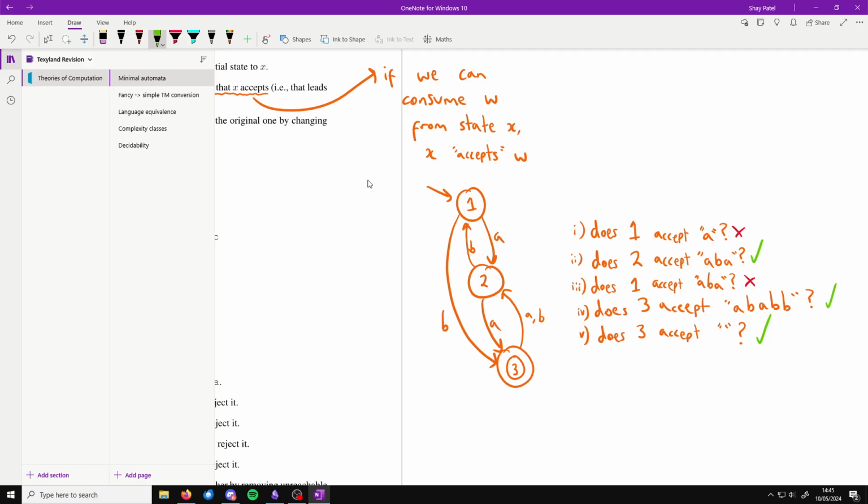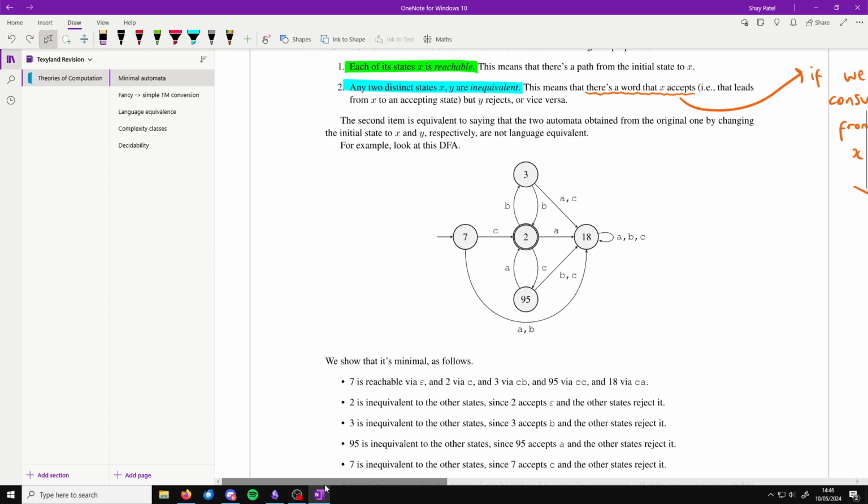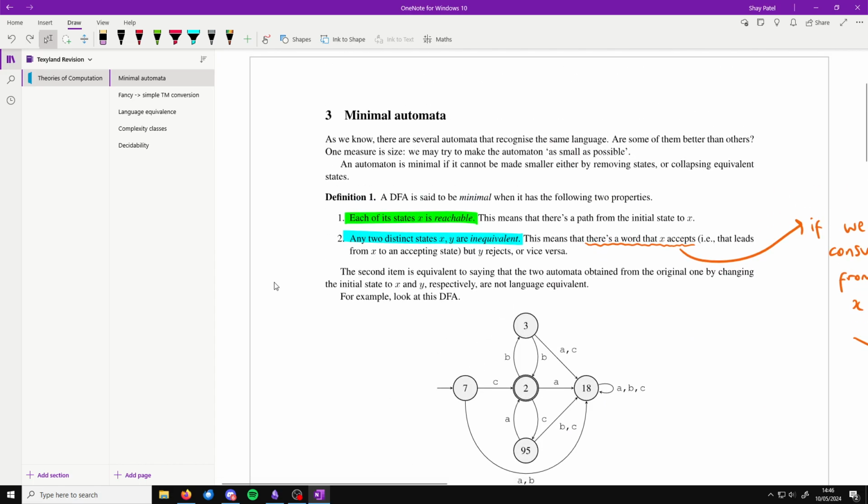So usually when we say a DFA accepts a word, then we'd start at the initial state. But when we're talking about whether a state accepts a word or not, we're talking about if we consume that word starting at that state, then does it lead to an accept or reject state? Okay, just wanted to get that terminology cleared up. Building on that, this second point is equivalent to saying that the two automata that we obtain from the original one by changing the initial state to X and Y, respectively, are not language equivalent. So changing that initial state and tracing through it in that way.